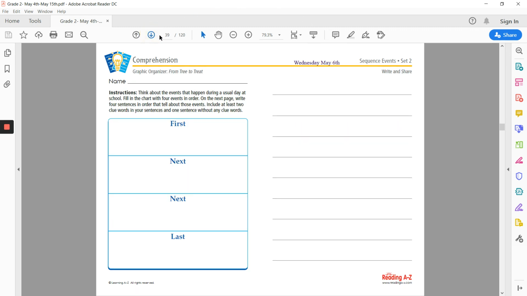After you complete this activity, practice writing your own nonfiction text about what happens on a usual day at school. Or in this case, you can write about what happens on your usual day of distance learning. Start by planning out your events, recording 1 or 2 ideas in each box. What happens first, next, after that, and last. Then you're going to take your ideas and put them into complete sentences. Try to include at least 2 signal words in your sentences, and also try to see if you can write one sentence that doesn't have any signal or clue words.